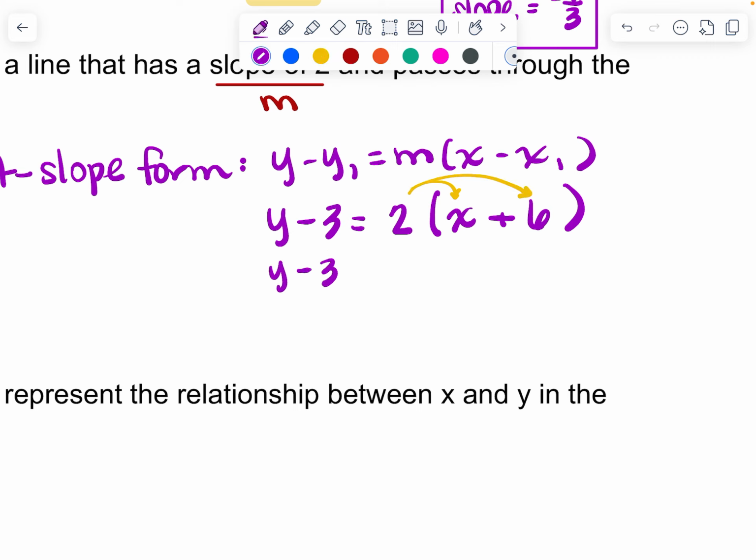The first step is to distribute. So I bring down my y minus 3. I multiply through by 2, so 2x plus 12. And then we're almost there. We just need to add the 3 over. So y equals 2x plus 15.